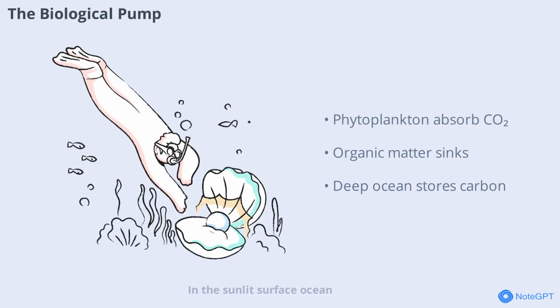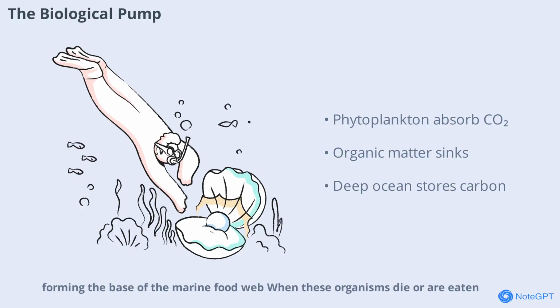In the sunlit surface ocean, tiny organisms called phytoplankton use CO2 for photosynthesis, forming the base of the marine food web. When these organisms die or are eaten, organic matter sinks into the deep ocean, where it decays and releases CO2. This process, known as the biological pump, helps store carbon in the deep ocean for centuries, keeping atmospheric CO2 lower than it would otherwise be.